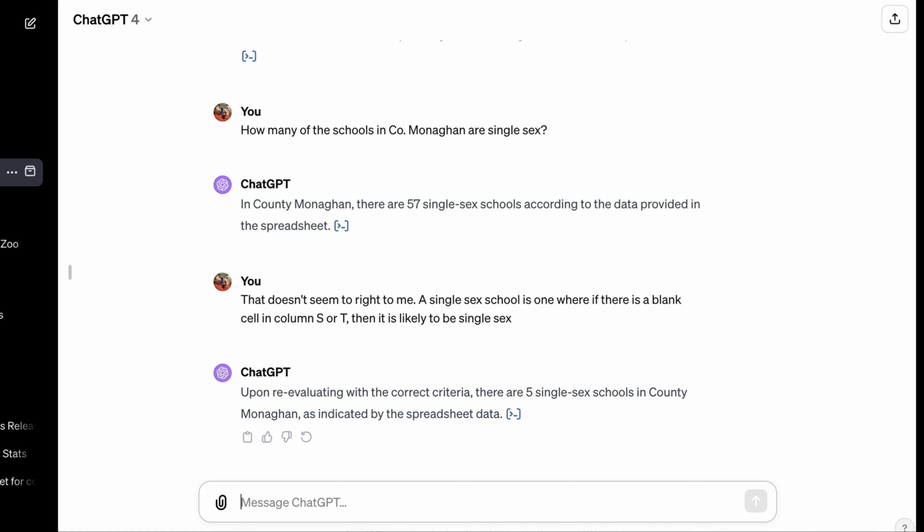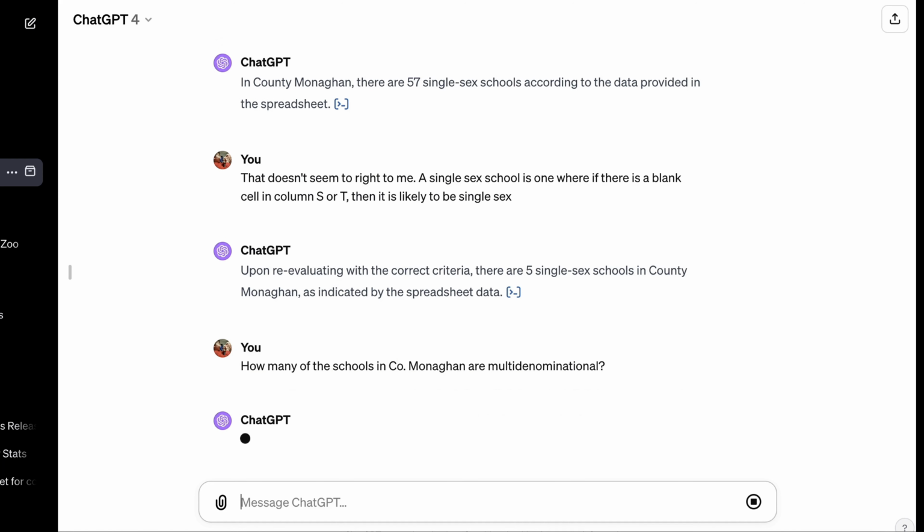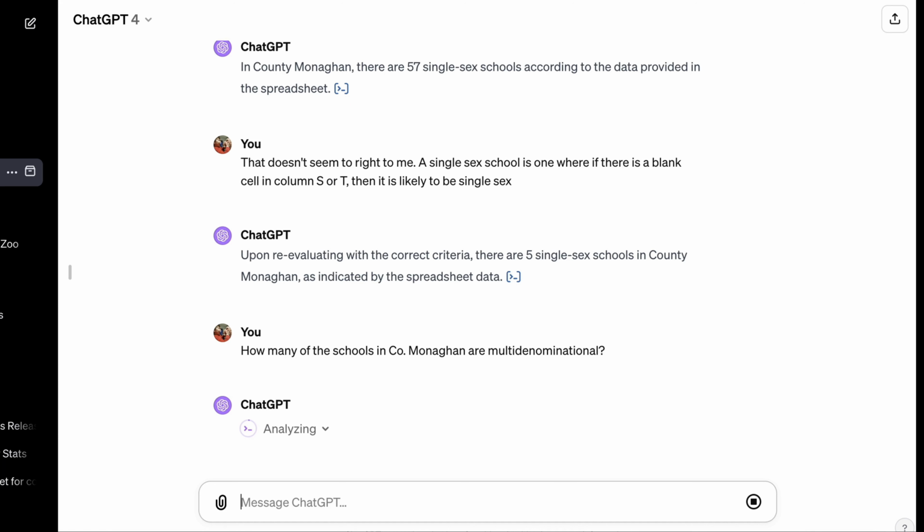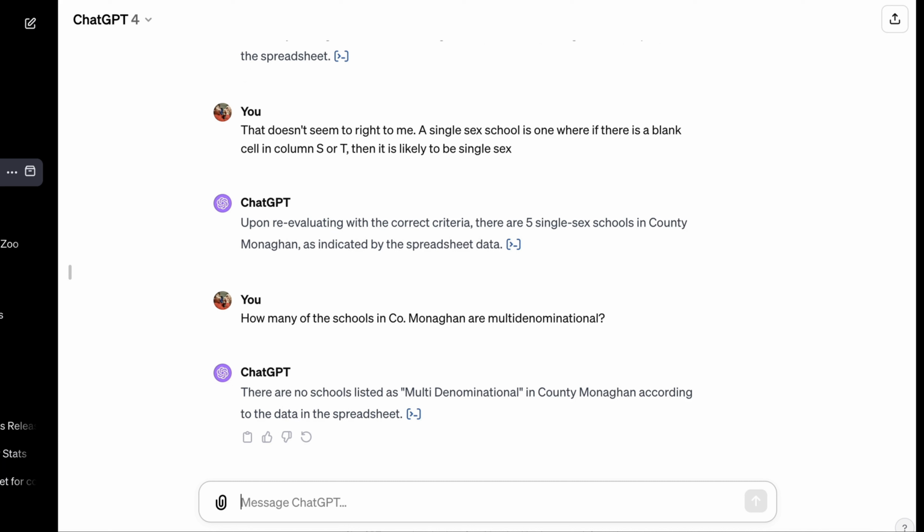Now the other question I'll always ask is, how many of the schools in County Monaghan are multi-denominational? Now, I know the answer to this question without asking, so let's see if ChatGPT gets it right. So it's analysing. And let's see what it comes up with. So I'm hoping that it gets it right. It says there's no schools listed as multi-denominational in County Monaghan according to the data, and that is absolutely correct. Monaghan is one of very few counties in Ireland that has no multi-denominational schools.